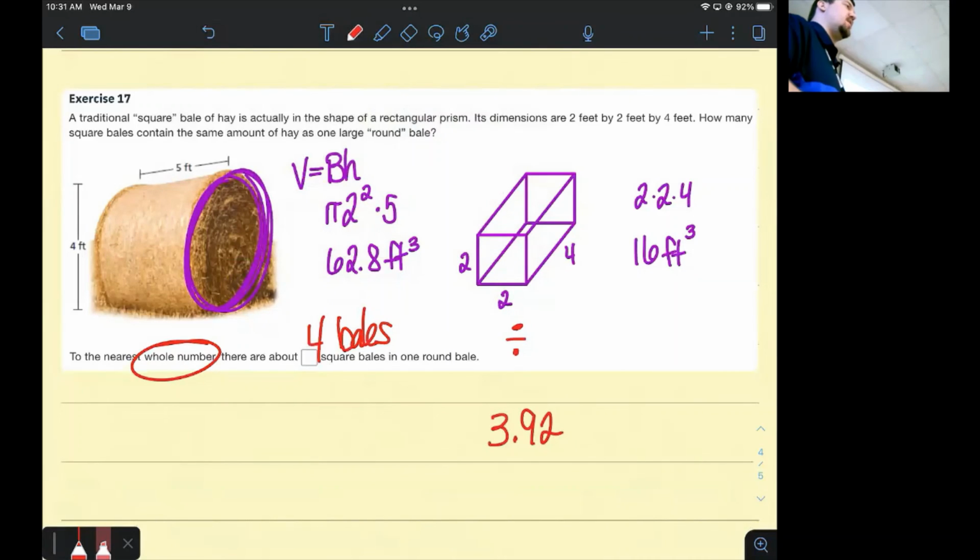This is why I think you could have done this one already, because if you knew the volume of the cylinder, it's easy to find the volume of the prism and just figure out how many times 16 goes into 62.8. All right. That's the rest of your 8.1 notes.